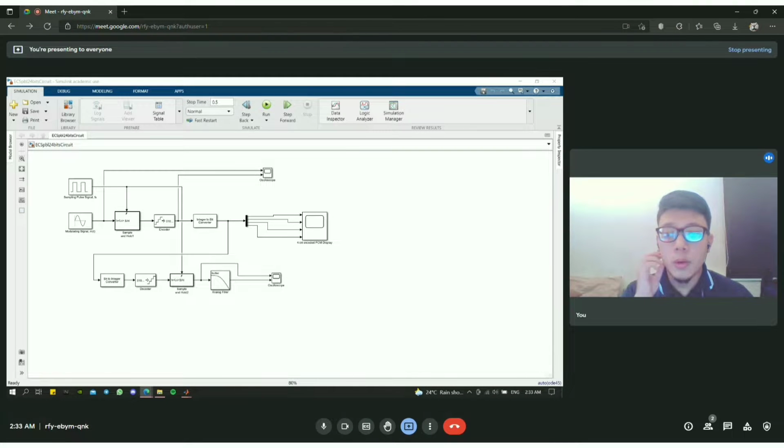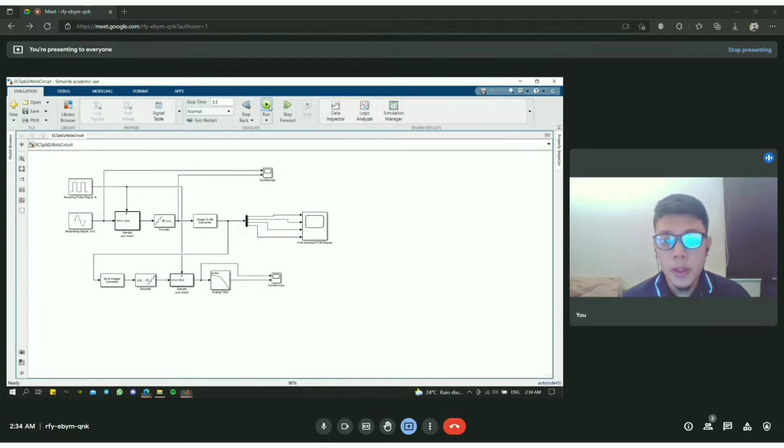Okay, next I will show you how the simulation works. First, I will tell you all the blocks that we need to build the circuit. The first block is the sampling pulse signal. Then we need a modulation signal, sample and hold 1 (we need 2 of them), encoder, integer to bit converter, bit to integer converter, decoder, and filter. We also need 2 oscilloscopes and 1 display. Then I will run it.